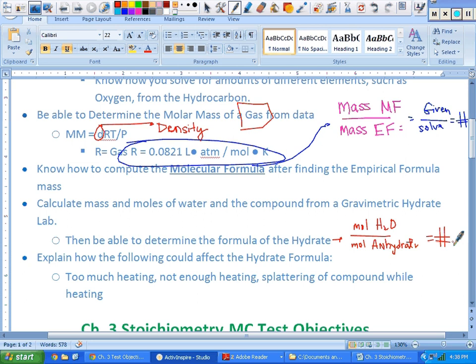Okay. All right. Explain how the following could affect the hydrate formula. So let's talk about this, and we're going to try to do one of these labs here soon. Too much heating. What if you heat it too much? You're going to burn the product. Do you think there is a possibility that you could actually add some of the atmospheric gases into the product? There's a chance for that. If you just continuously let it burn, it may actually form what we call nitrides.